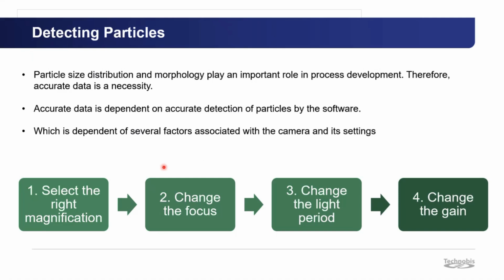The primary workflow for finding your particles is to first select the right camera magnification. Next is to change the focus. Third is to change the light period. And if the particles still aren't in focus or you have a very dense or dark sample, next you can change the gain in order to affect this.